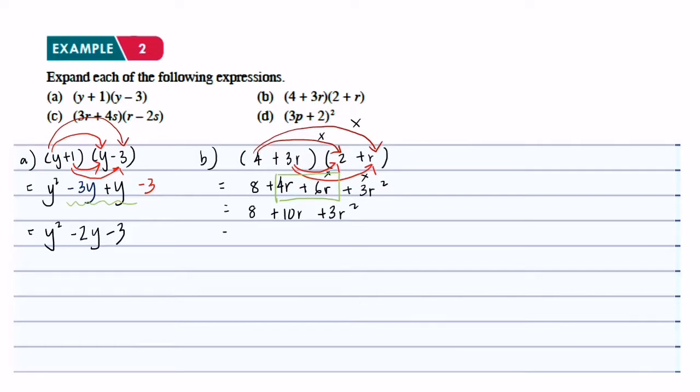You also can write in general form, means square you write first, followed by the variable and number. 3r squared plus 10r plus 8.